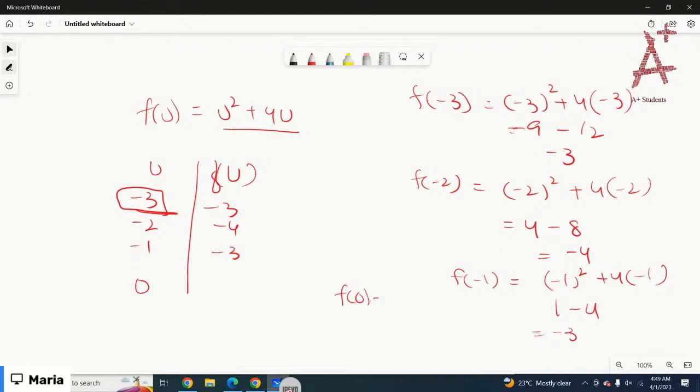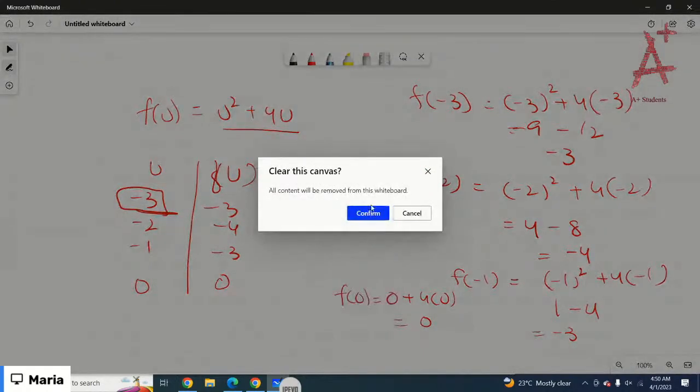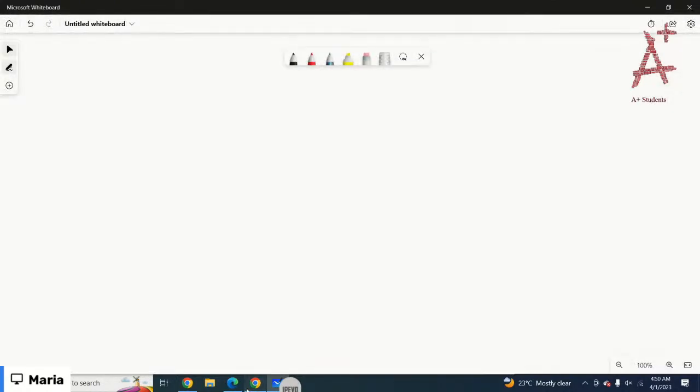Then you have to calculate f of 0. It would be 0 plus 4 times 0, that would be 0. That means when u is 0, f of u is also 0. That's how you have to complete the tables. For each value, you have to replace the value of u in the function, and calculate the f of u. Okay, let's start with the test questions so that we can do more and more practice questions.